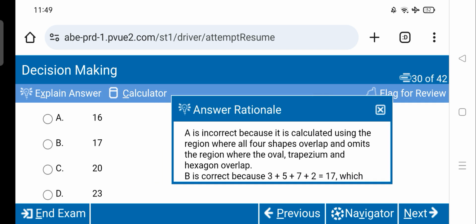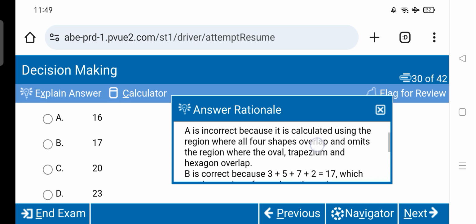A is incorrect because it is calculated using the region where all 4 shapes overlap and omits the region where the oval, trapezium and hexagon overlap. So that's why option A is incorrect.